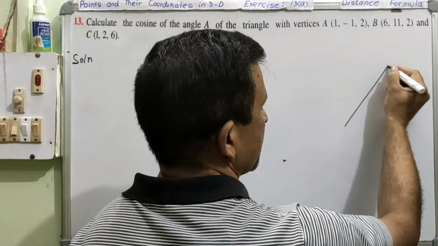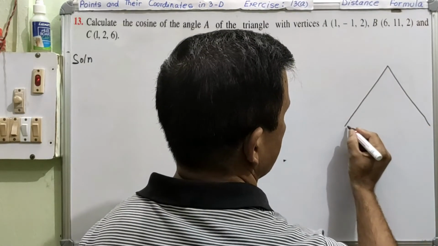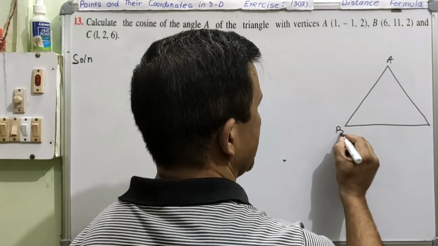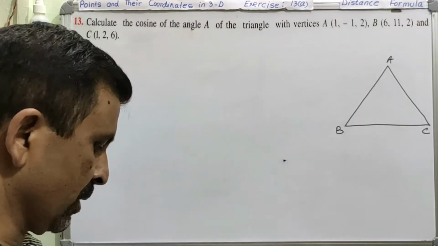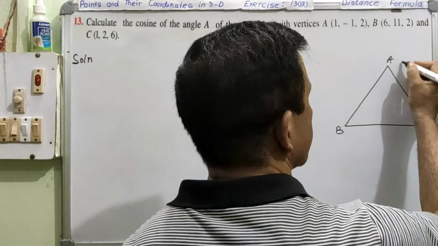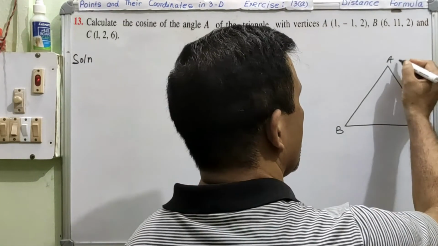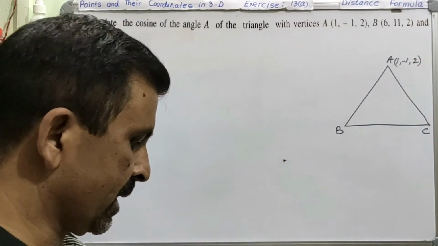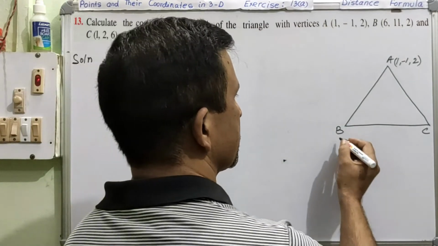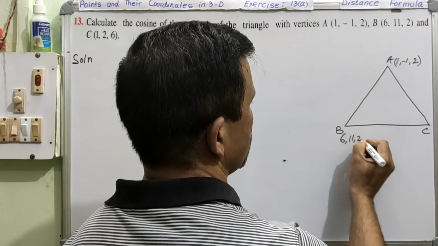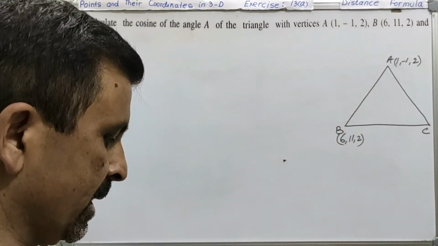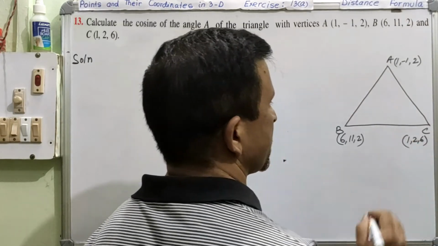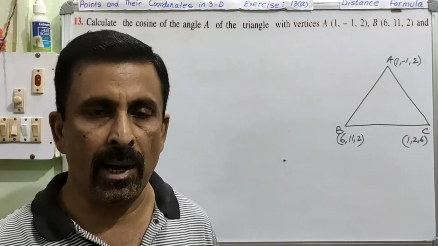This is the triangle. This is any triangle. The coordinates of this triangle, according to the question, are given as A, B, and C. Now let me write down the coordinates. The coordinate of A is 1, minus 1, and 2. Then the coordinate of B is 6, 11, and 2. And then the coordinate of C is 1, 2, and 6. So these are the coordinates of this triangle. Now I am going to explain.